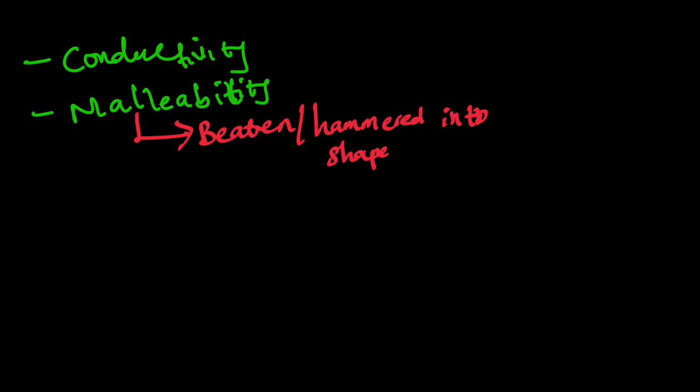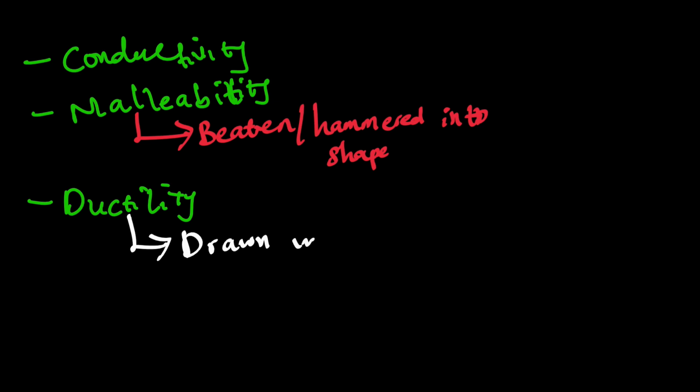Another property of metal is actually ductility. So ductility. When I say ductility, what exactly do I mean by ductility? Can you try? Okay, it's actually the ability of metal to be drawn into shape. Drawn into shape. The ability of a metal to be drawn into shape.